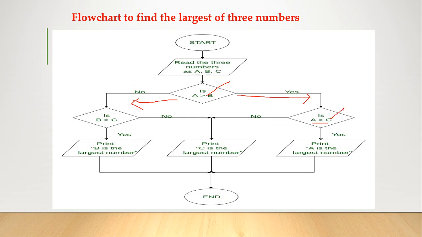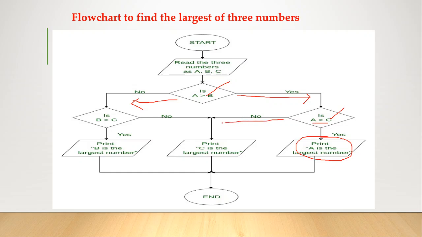If this condition is true, then the next statement is executed: print A is the largest number. So A is the largest number. As we know, A is greater than B and A is greater than C, then A is the largest number.